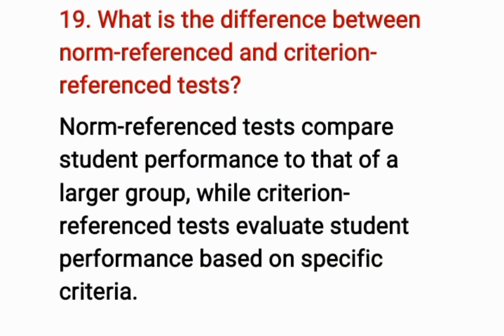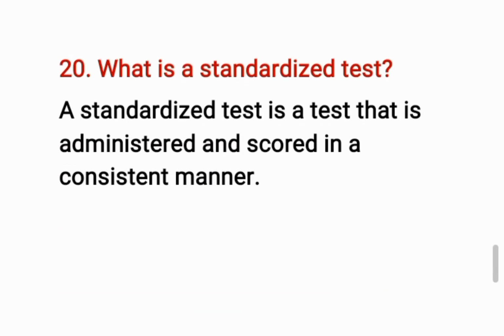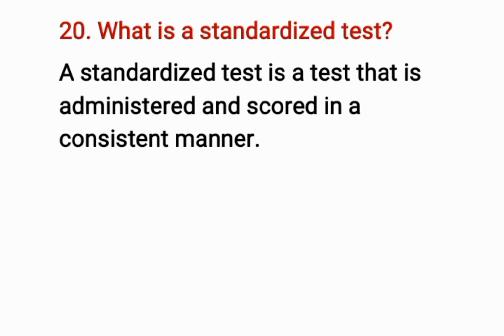Okay, question number 19. What is the difference between norm referenced and criterion referenced tests? Norm referenced tests compare student performance to that of a large group, while criterion referenced tests evaluate students' performance based on specific criteria. Okay, question number 20. What is a standardized test? A standardized test is a test that is administered and scored in a consistent manner.